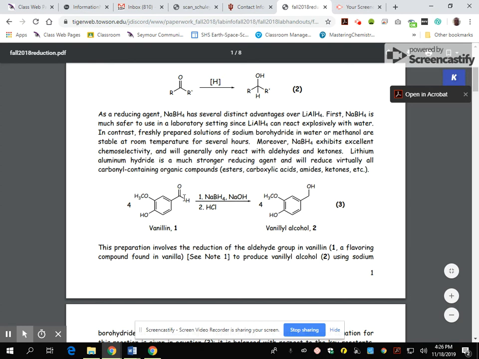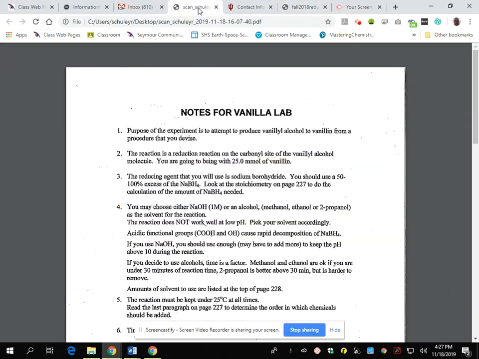So in our case for reduction, we are going to add an H here and an H here to this molecule. And that's going to be the reaction that we're going to perform. So let's get right to it.